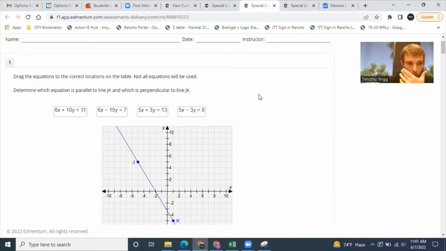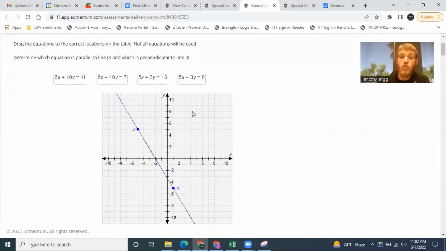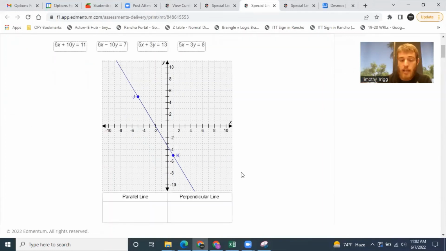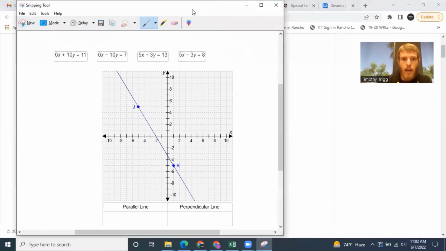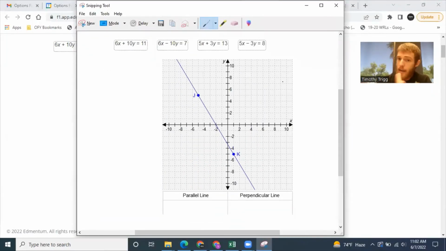Okay. Well, with that, let's go ahead and get started. This first question on the mastery test says, determine which equations are parallel to line JK and which is perpendicular to line JK. This is just like what we did in the last question from the practice, question number 10. This is essentially the same question, just using a different line. So first, let's go over and find the slope of line JK. Now, looking at this line JK, can we tell whether or not it's going to be a positive slope or a negative slope?